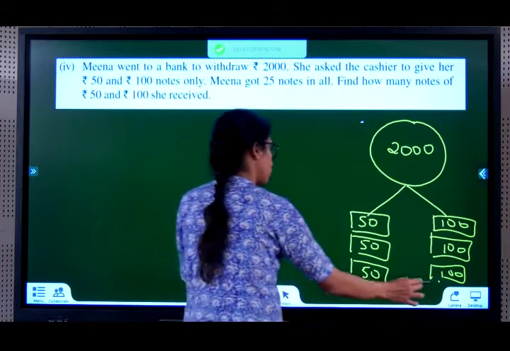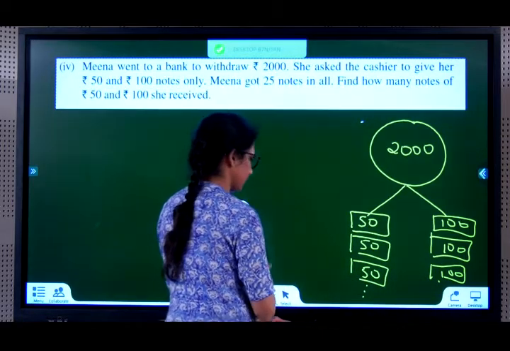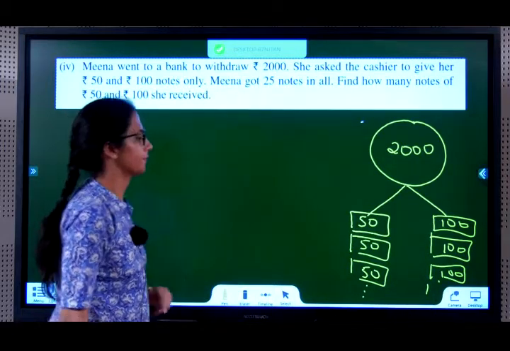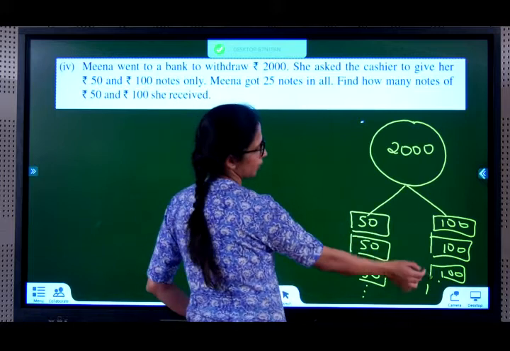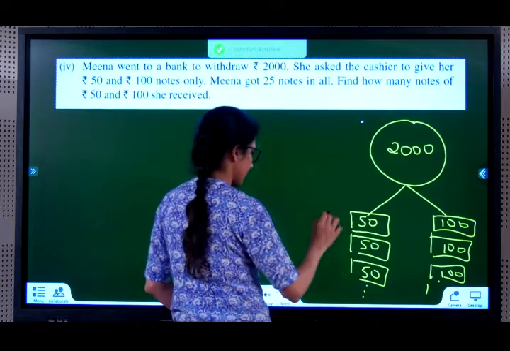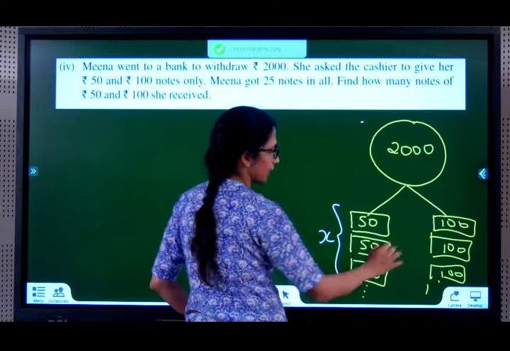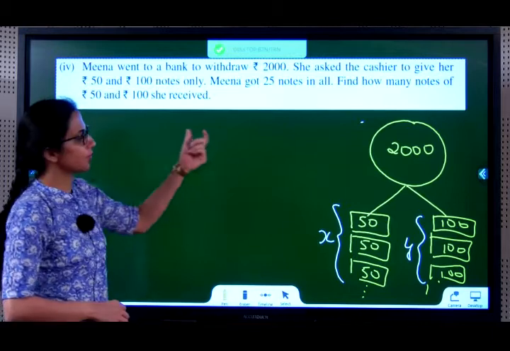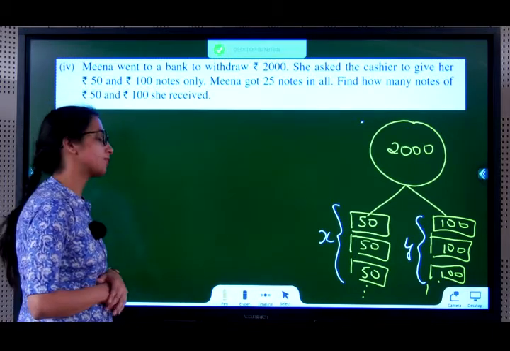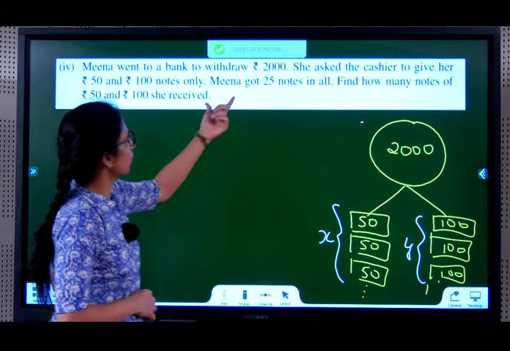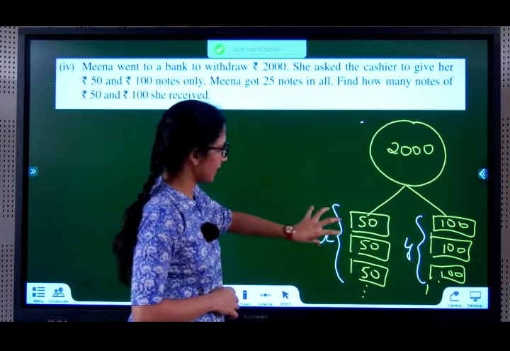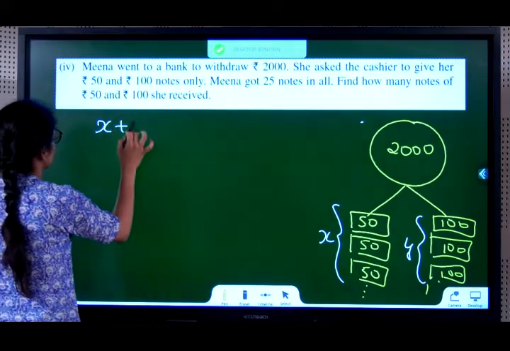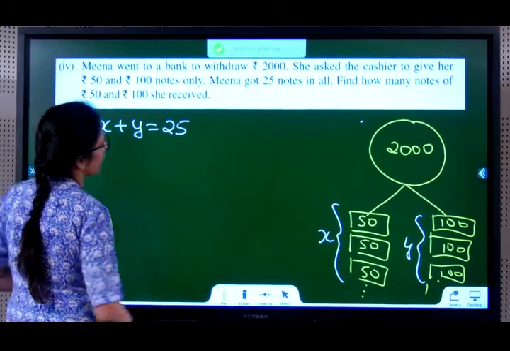They have told total number of notes is 25. So we don't know how many notes is here, we don't know how many notes is here, you have to find that. So we will say let the number of 50 rupees notes be x and let the number of 100 rupees notes be y. So write down let the number of 50 rupees notes be x and let the number of 100 rupees notes be y. Total number of notes is 25. So can I say x plus y is 25? Equation 1.